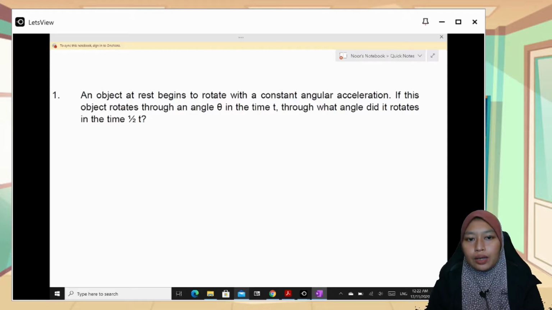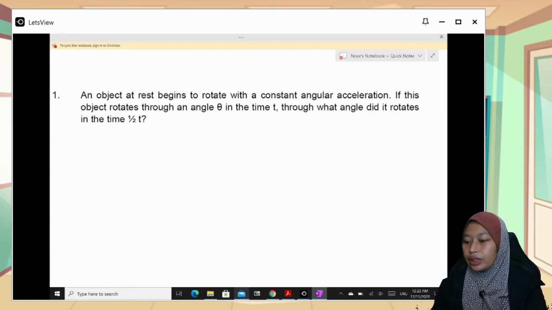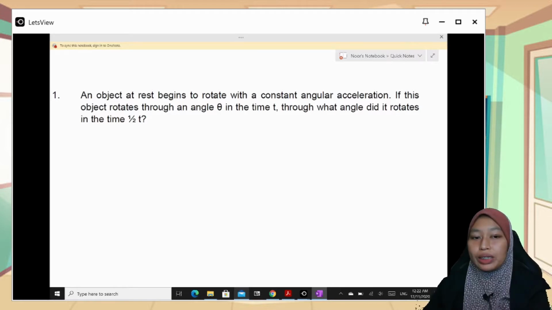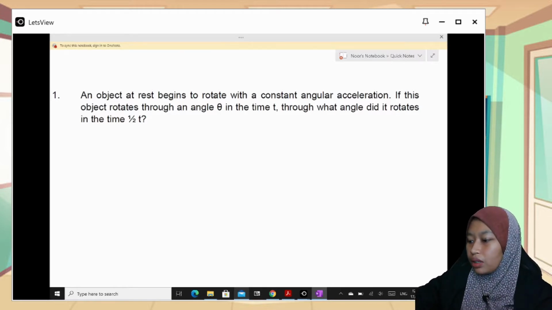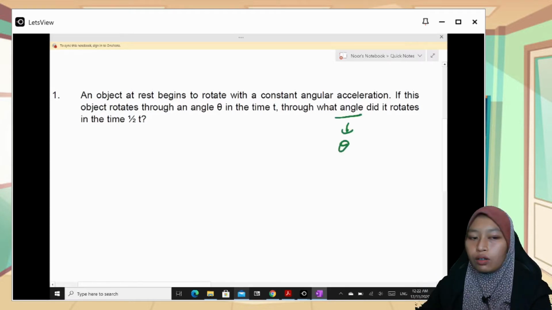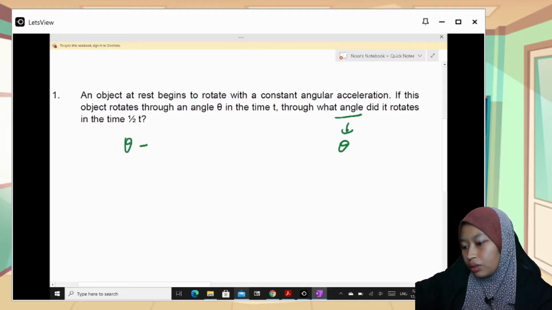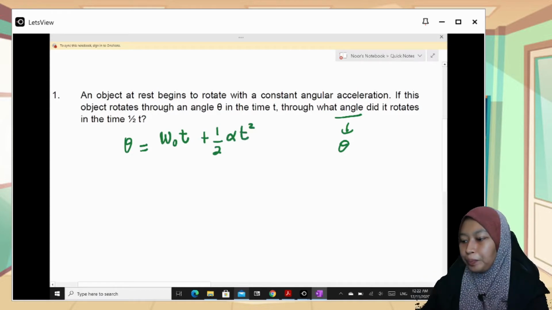An object at rest begins to rotate with a constant angular acceleration. If this object rotates through an angle theta in a time t, through what angle will it rotate in a time half t? In this question, we need to know the best formula to use. The question asks for the angle, so obviously we need the equation for the angle. I choose theta equals omega naught t plus half alpha t squared.